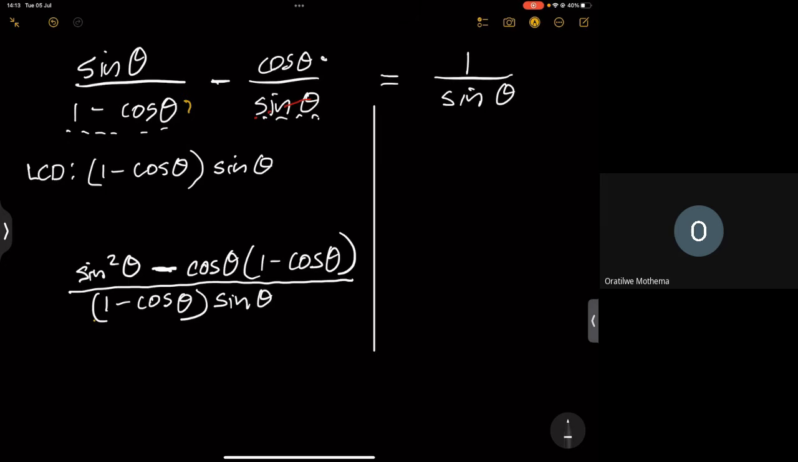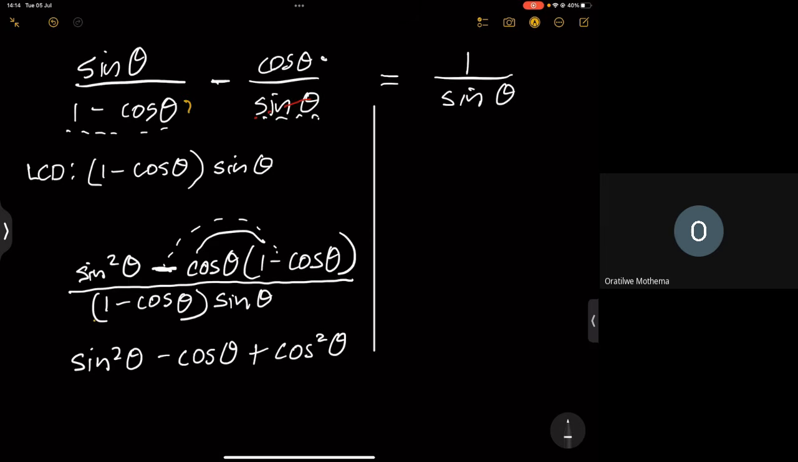Can I cancel the 1 minus cos theta? No, not yet. Okay, then it's sine squared theta minus cos squared theta over 1 minus cos theta, times sine theta. Let's multiply into the bracket. So we'll have sine squared of theta, and this multiplied into that will be minus cos of theta. But remember, negative times a negative will give us a positive. So this will be plus cos squared of theta.